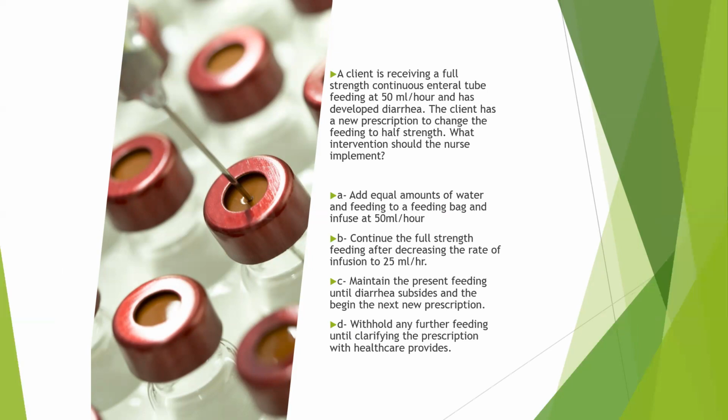A, add equal amounts of water and feeding to a feeding bag and infuse at 50 mLs per hour. B, continue the full strength feeding after decreasing the rate of infusion to 25 mLs per hour. C, maintain the present feeding until diarrhea subsides and begin the next new prescription. D, withhold any further feeding until clarifying the prescription with healthcare providers.